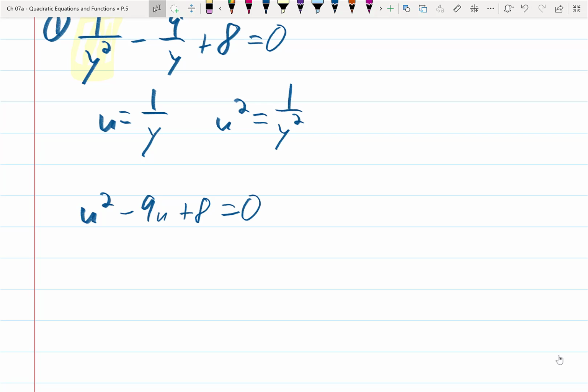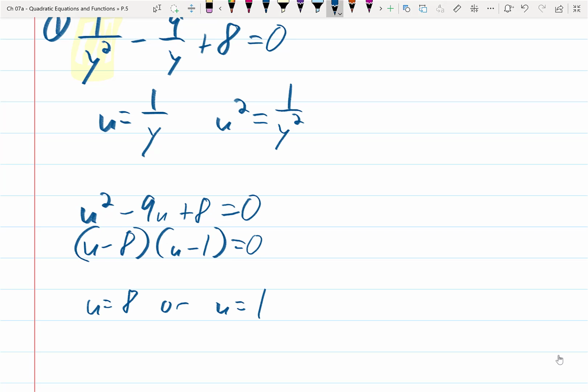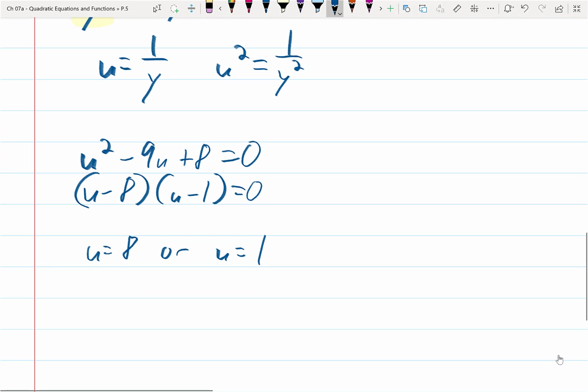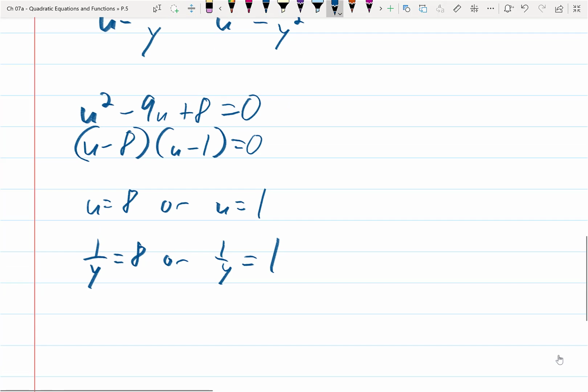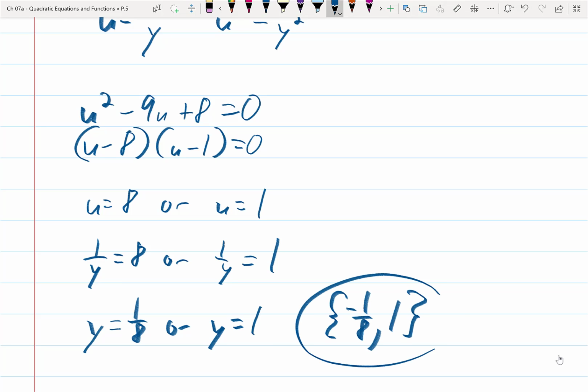You can complete the square, you can use the quadratic formula, or if you're really smart, you can factor. u minus 8 times u minus 1 is equal to 0, which means that u is equal to 8 or u is equal to 1. Now we go back. u was actually 1 over y, so 1 over y is equal to 8 or 1 over y is equal to 1, which means that y is 1/8 or y is 1. We're not dividing by 0 with any of those numbers, and we're not taking the square roots of negative numbers. We're not squaring both sides. Those are both okay.